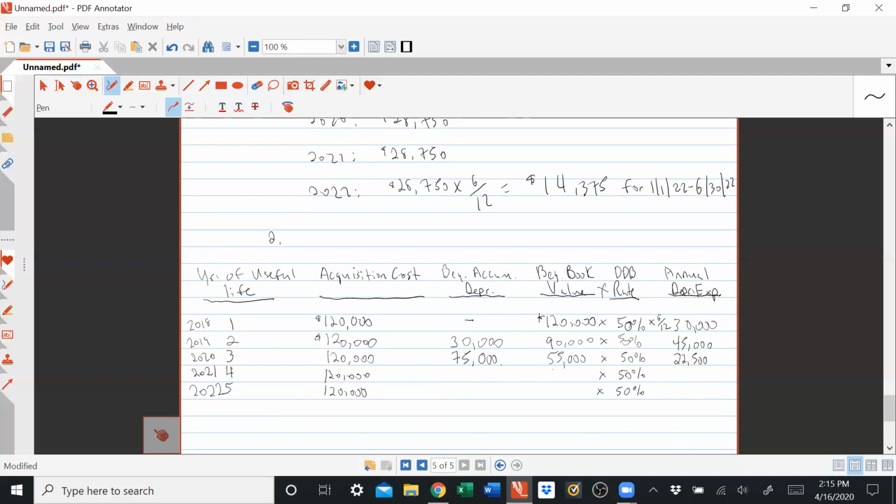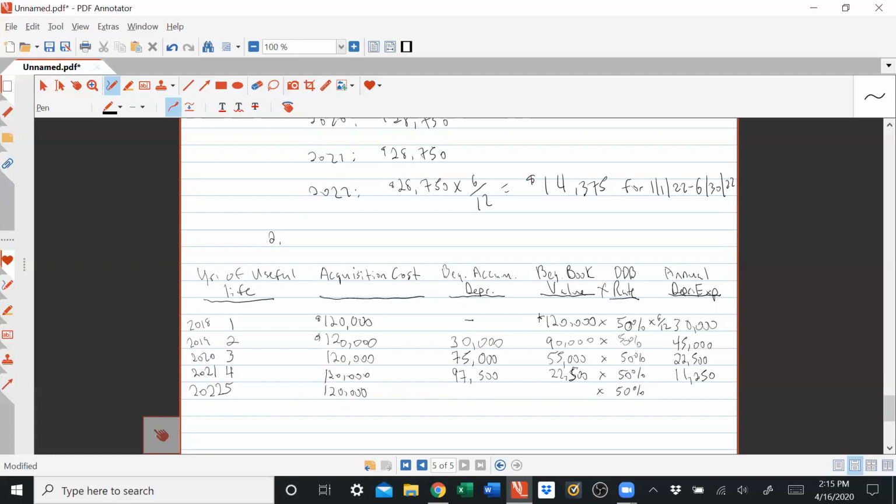2021, what's the beginning accumulated depreciation? 97,500, right? What's the book value at the beginning of 2021? It looks to be 22,500. 22,500 times the DDB rate, 11,250. So 11,250 is what we recognize in 2021.